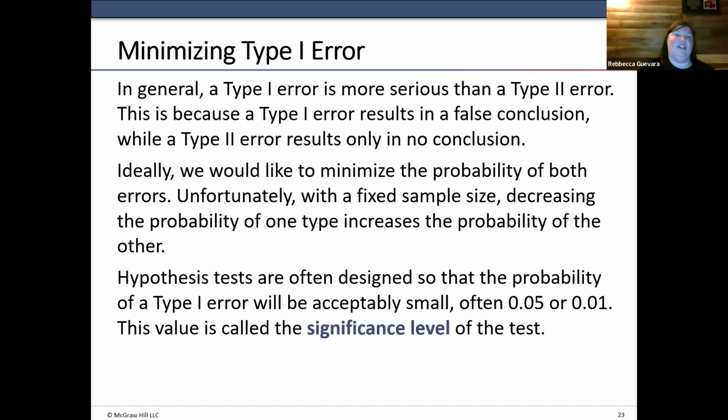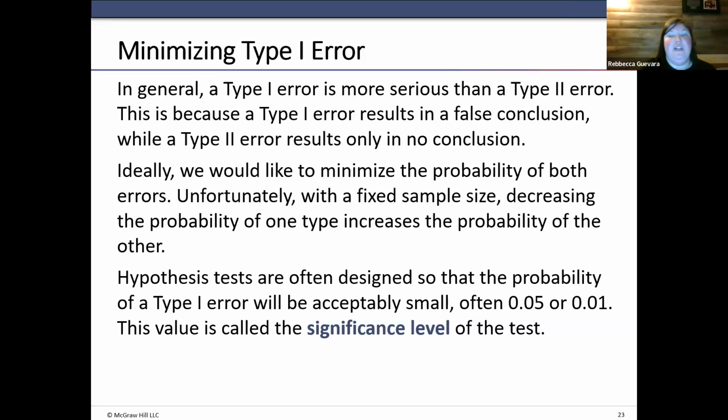Type 1 errors are likely to cause us to ignore something like a cancer diagnosis. So it's more likely that there will be cancer and we will say there's not, which makes it more serious. Where a type 2 error is where we might say you have cancer when you don't. So that's a little bit of the difference here.